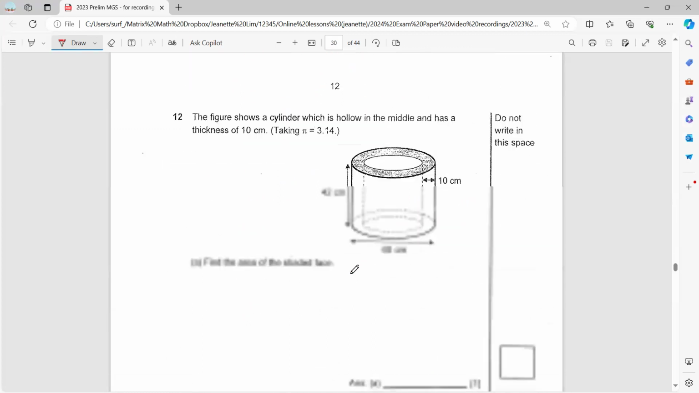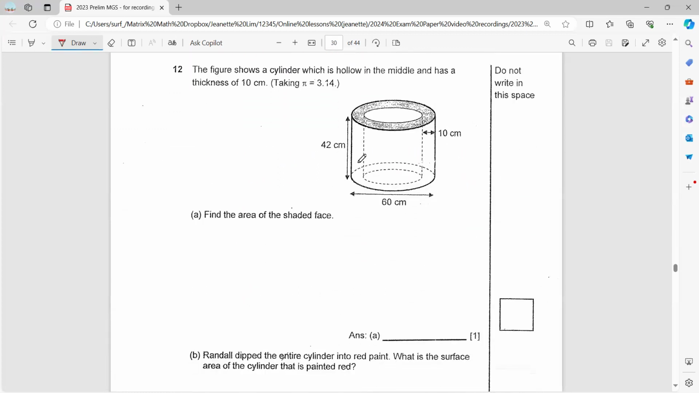Next, question 12. Figure shows a cylinder which is hollow in the middle and has a thickness of 10 cm. Find the area of the shaded face. So this part here. Now this shaded face is actually made up of a big circle minus a smaller circle. So what do we need to find? We need to find the area of the big circle minus away the small circle. So to find the area of a circle, you need the radius. For the big circle, the radius is 30.